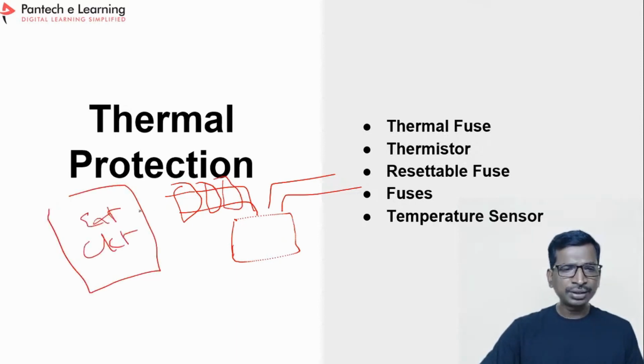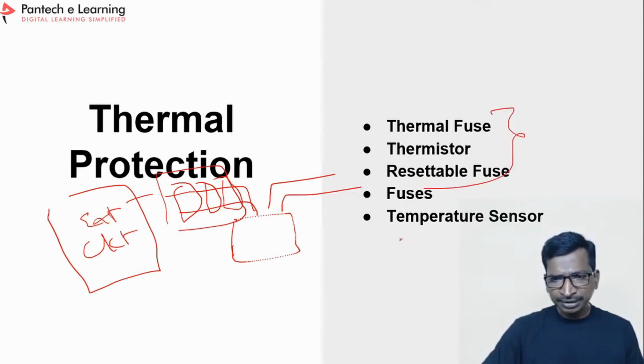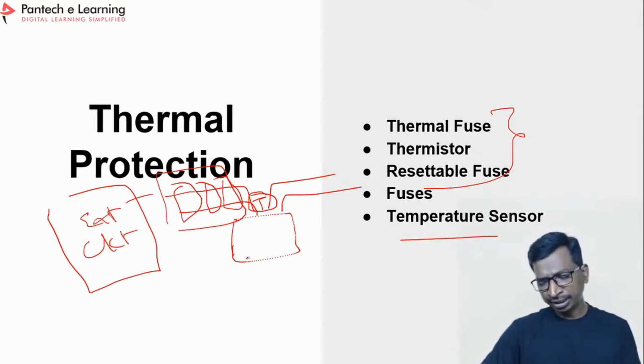So if there is any fault, this temperature rise should not affect the battery. In those conditions, these fuses will take care of the battery, right? That is the advantage of this. And a temperature sensor: you can keep one temperature sensor to identify the outside temperatures, right? With these sensors, you can implement the protection circuit for the battery.